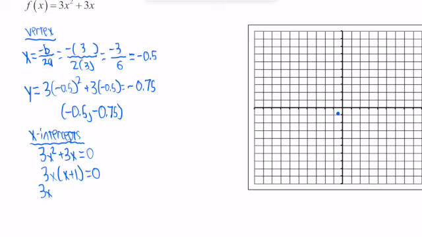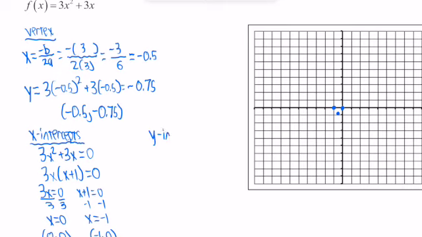Setting both of these equal to 0, we have 3x equals 0, and then we also have x plus 1 equals 0. The first one we would divide both sides by 3, giving us x equals 0. The next one we subtract 1 from both sides, we have x equals negative 1. So we're going to have x-intercepts at 0, 0 right at the origin and at negative 1, 0. So we'll put points on the x-axis at 0 and negative 1.